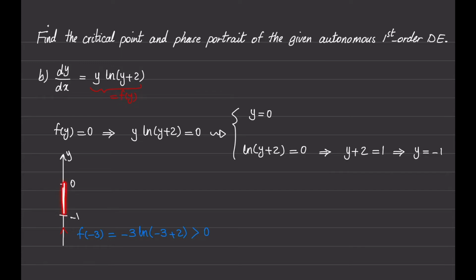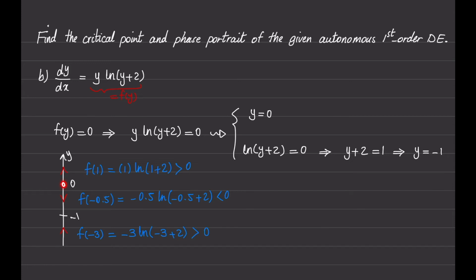Then the next region is for y between minus 1 and 0, and we can pick the value of minus 0.5, and we need to find the sign of f at y equals negative 0.5. This will be negative, and it means that we should draw a downward arrow between 0 and minus 1. The third region is for the values of y greater than 0, and we can pick y equals 1. So f of 1 is 1 times ln of 1 plus 2, and we know that this is positive. So we need to draw an upward arrow in this region.